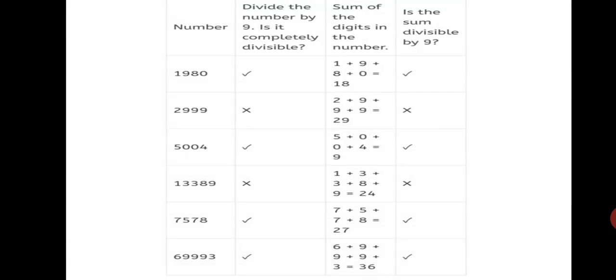Let's go to the third example, 5004. It is divisible completely by 9. And now add the digits and check. 5 plus 0 plus 0 plus 4 is equal to 9. Is 9 divisible by 9? Yes, 9 ones are 9.